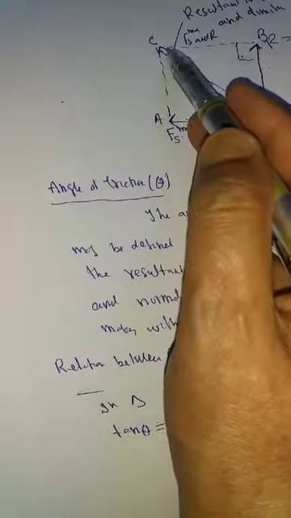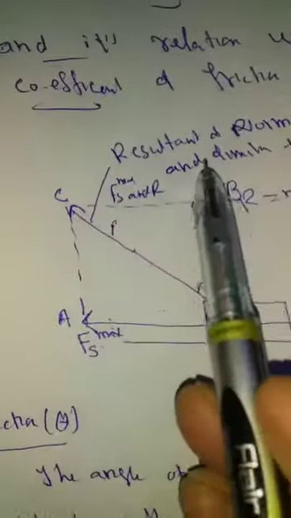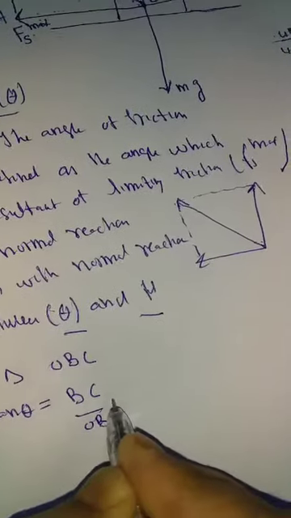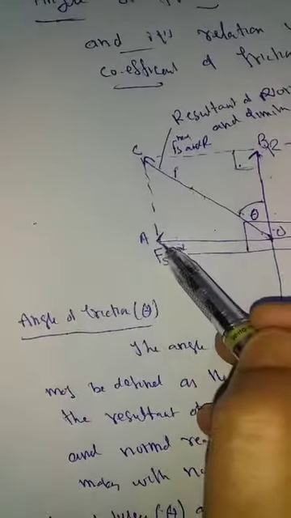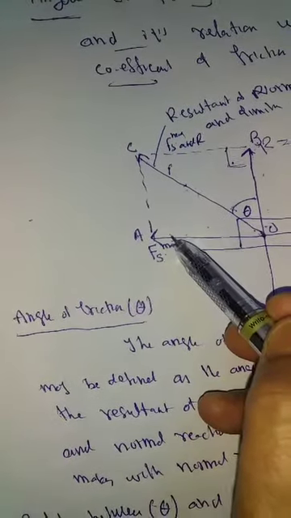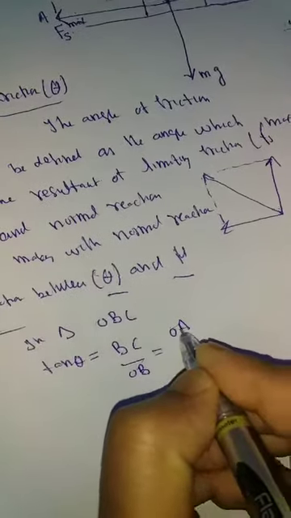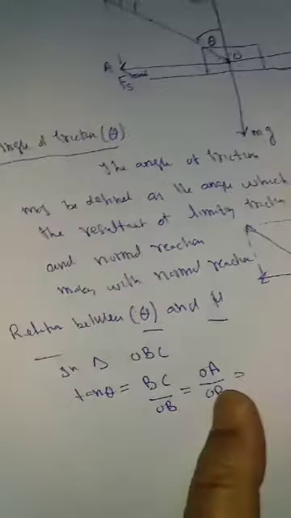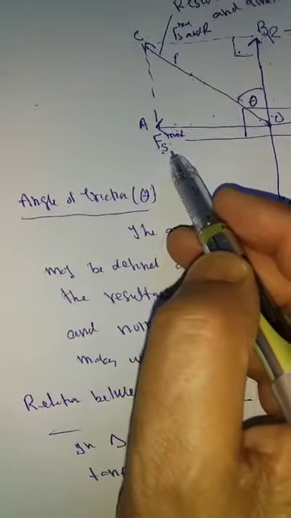What is the perpendicular? The perpendicular is BC. If you look at this diagram, BC is the perpendicular divided by the base. The base is OB. But BC is also equal to OA. So tan theta is equal to OA divided by OB. Looking at the figure, this OA is the maximum value of static friction. The maximum value of static friction is the limiting friction.